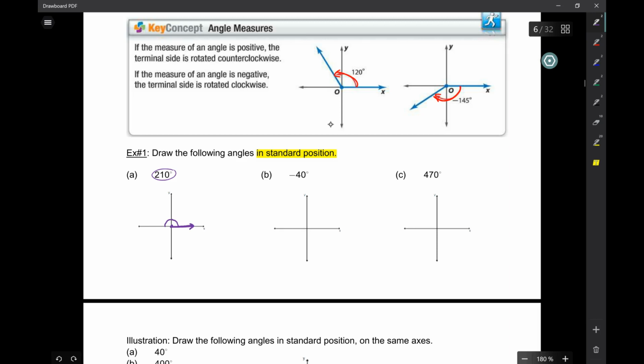Now, we're going to eyeball here, right? So 210 will fall right about there. Okay, so what is it that you need to show here? All right, so if you draw this, let me erase this for a minute.